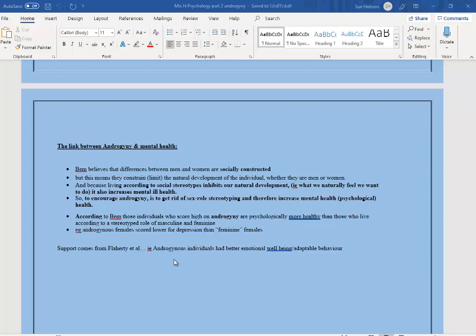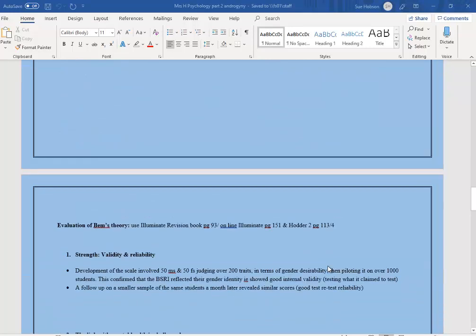So to encourage androgyny, she says, is to try to get rid of these sex role stereotypes and therefore increase mental health, psychological health. According to BEM, those individuals who score high on androgyny are going to be psychologically more healthy than those who will score just masculine or feminine. That has an impact on depression, for example. And there is other support, like Flaherty's support, that found that androgynous individuals had better emotional well-being, and they had more adaptable behaviour. But let's evaluate this.